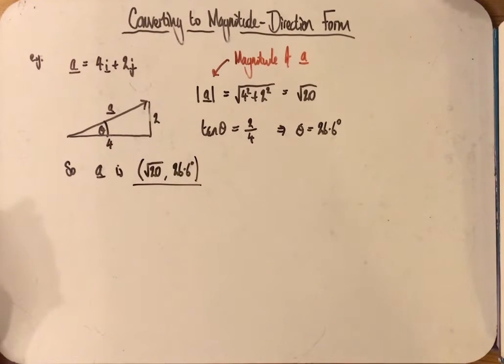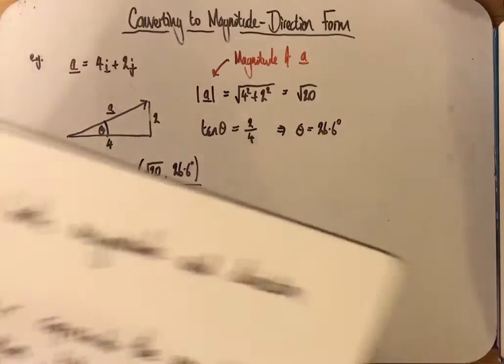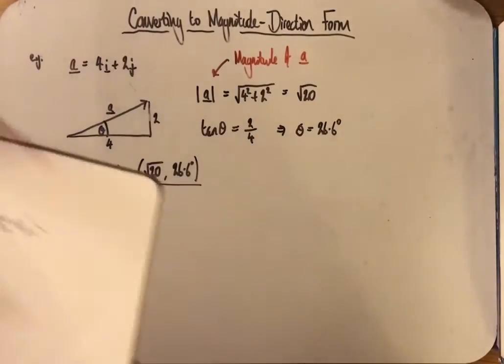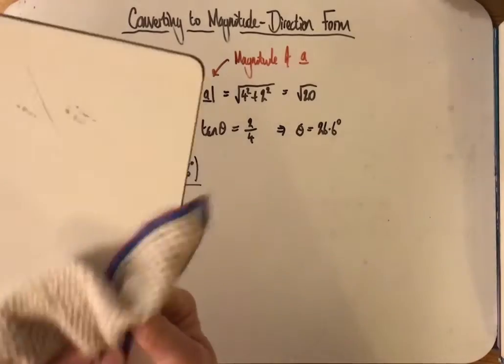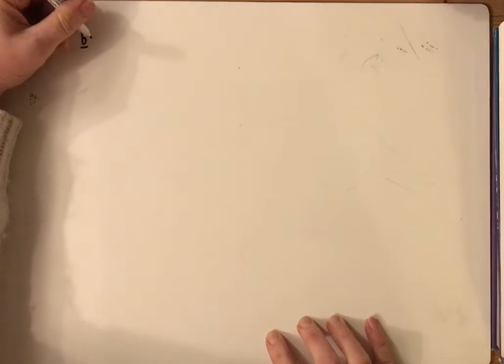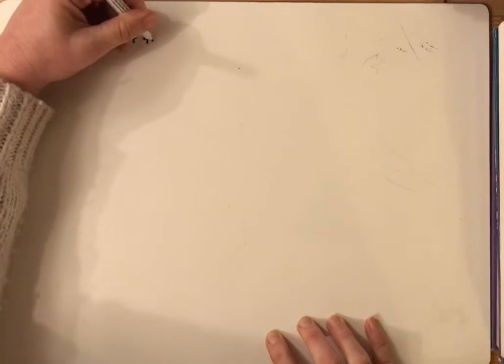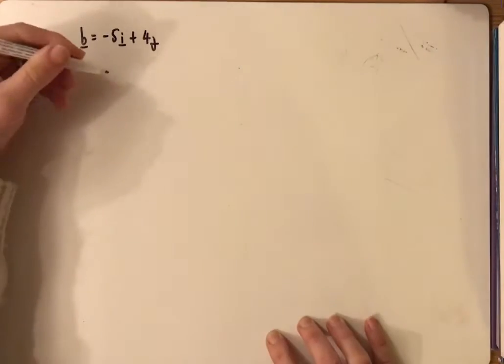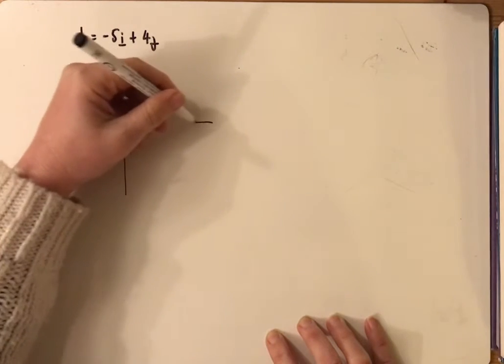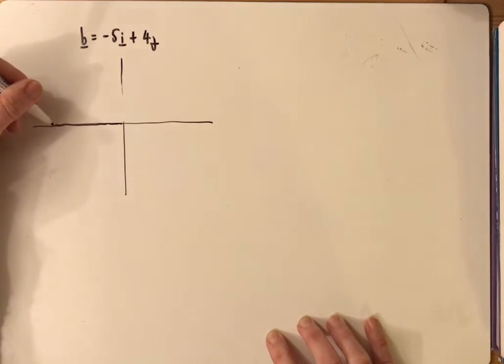I'll go over a couple more because you just need to be a little bit careful with the angle. So let's start a new board. So let's do B, which is equal to minus 5i plus 4j. So we're going back 5 and up 4.